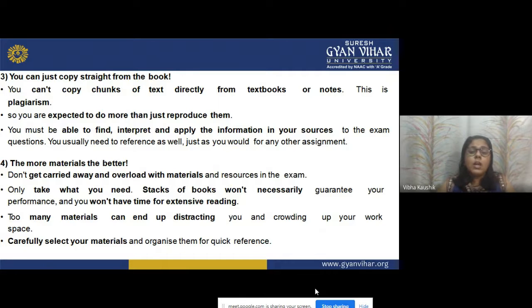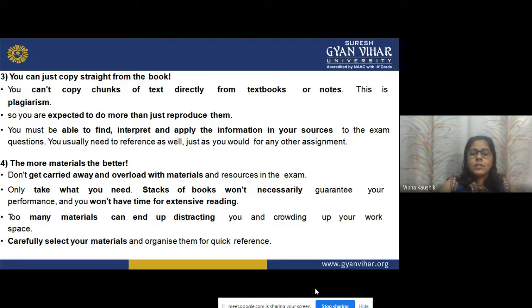Another misconception is that if you are going for the examination and it's an open book exam, then take as much material as you can to the examination hall. Don't get carried away and overload with material and resources in the exam. What they are saying is, don't take so much reference material, books or content and resources in the exam. Only take what you need. Only select those reference material textbooks that are needed by you.